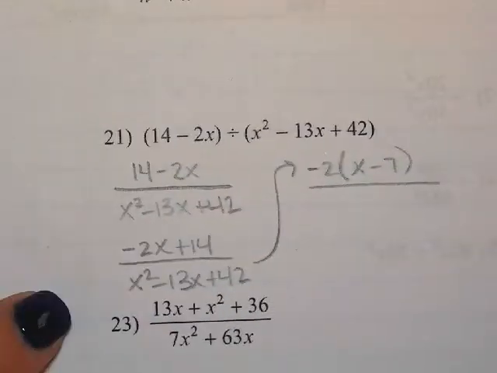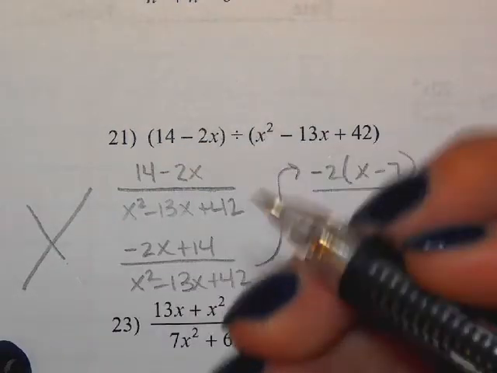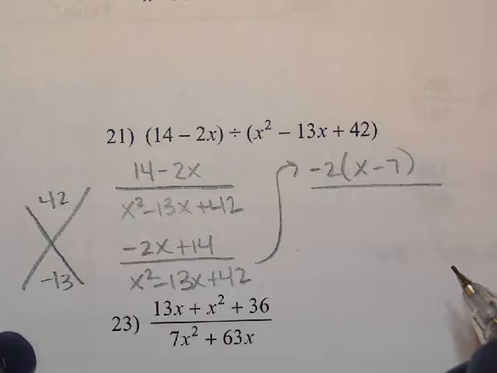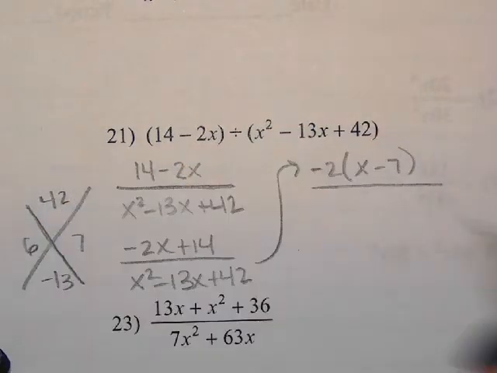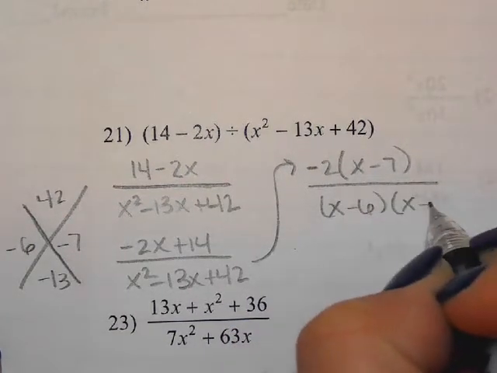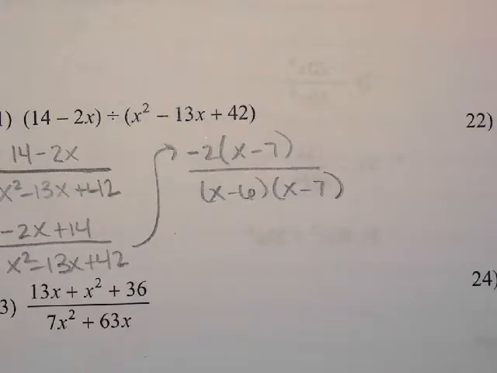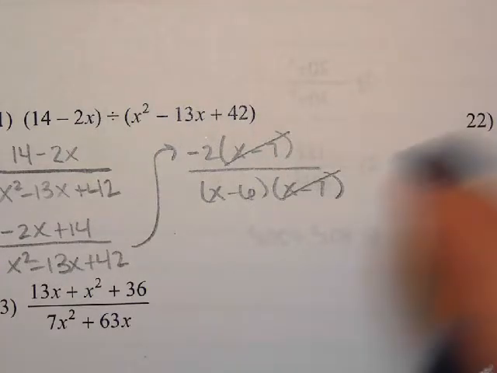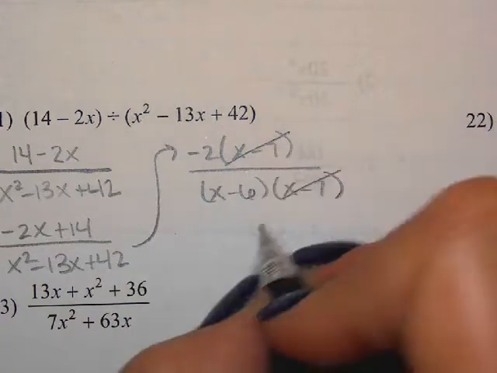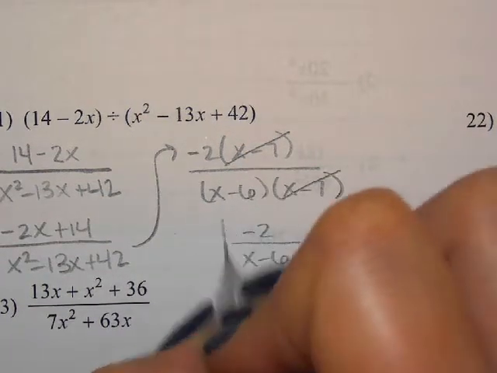On the bottom, we're factoring that. So we're looking for two things that multiply to be 42 and add to be negative 13. Okay, and what about the 7? Negative 7, negative 6. So we have x minus 6 and x minus 7. So we can only cancel parentheses if they're identical. And x minus 7 and x minus 7 are exactly the same, right? So we've got negative 2 over x minus 6.